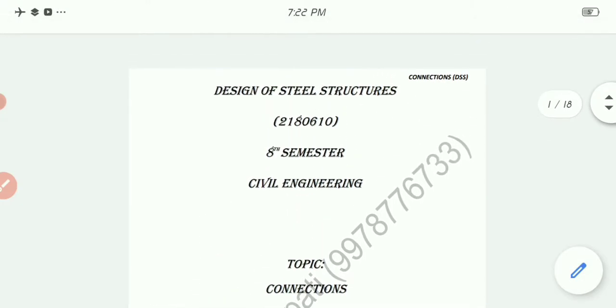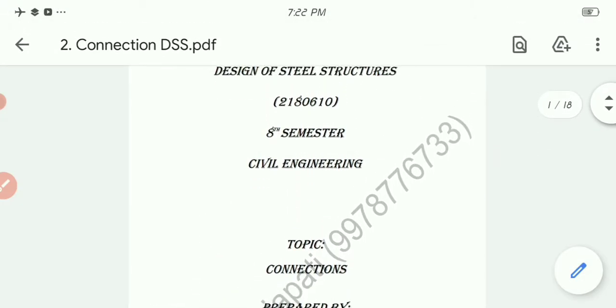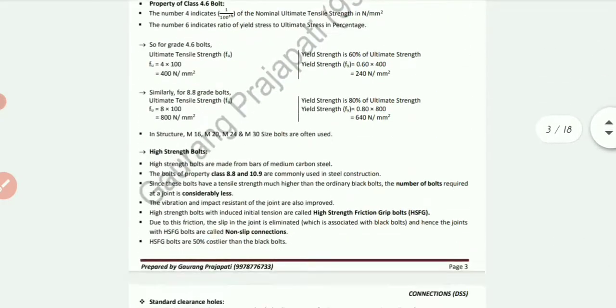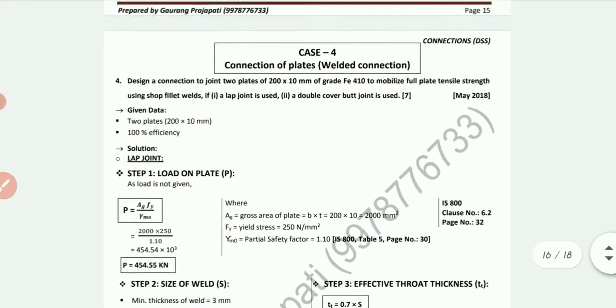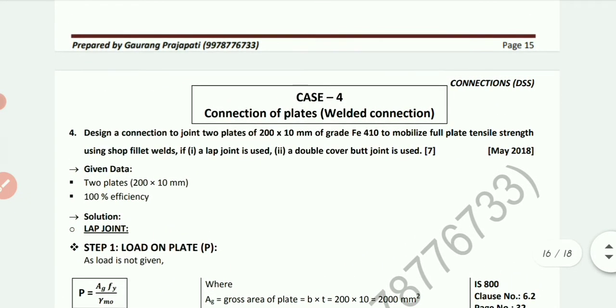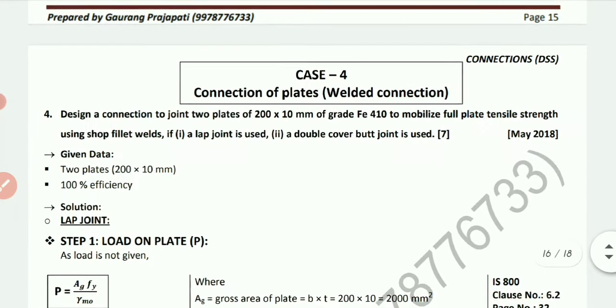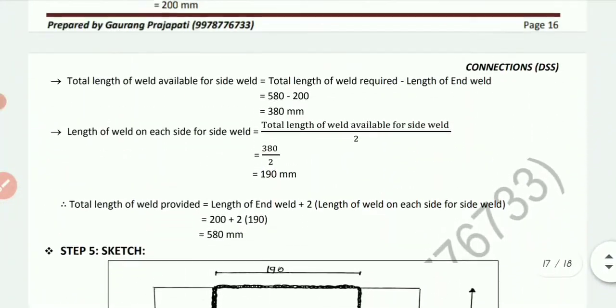In this video, we will cover the fifth part of the chapter, that is connections, of the subject Design of Steel Structure, 8th sem civil engineering. We have already covered the three different cases in the previous videos. Now in this video we will cover the fourth case, that is of welded connection. In the first case we did the beam to beam web plate connection, in the second case beam to column web plate connection, and in the third case beam to column seat angle connection. Now in this one we are going to cover the connection of plates using the welded connection.